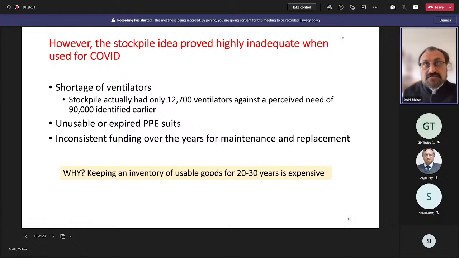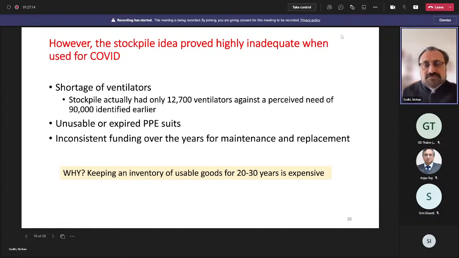And for many of these, there were questions whether they were working or not. And even if they were working, when you send a complicated piece of equipment like a ventilator to some hospital, would the people there have the training to use it effectively? Because these ventilators were from many different makers.